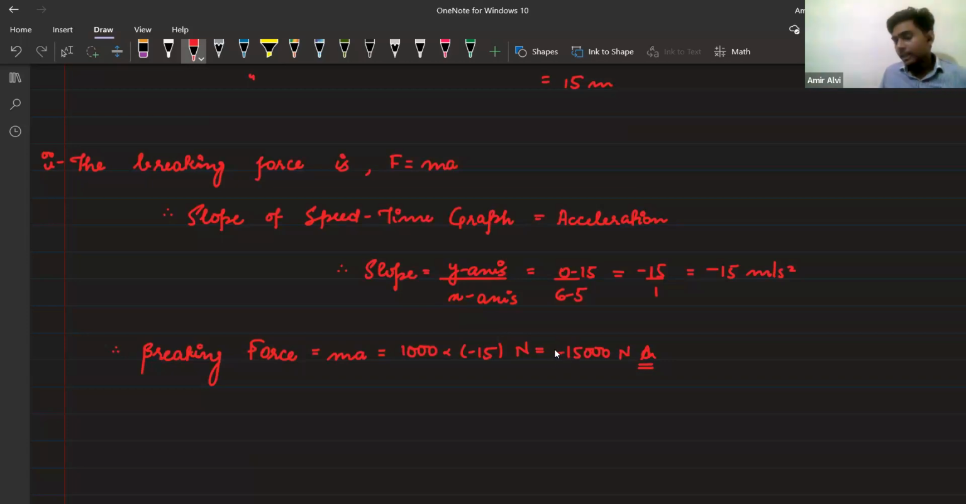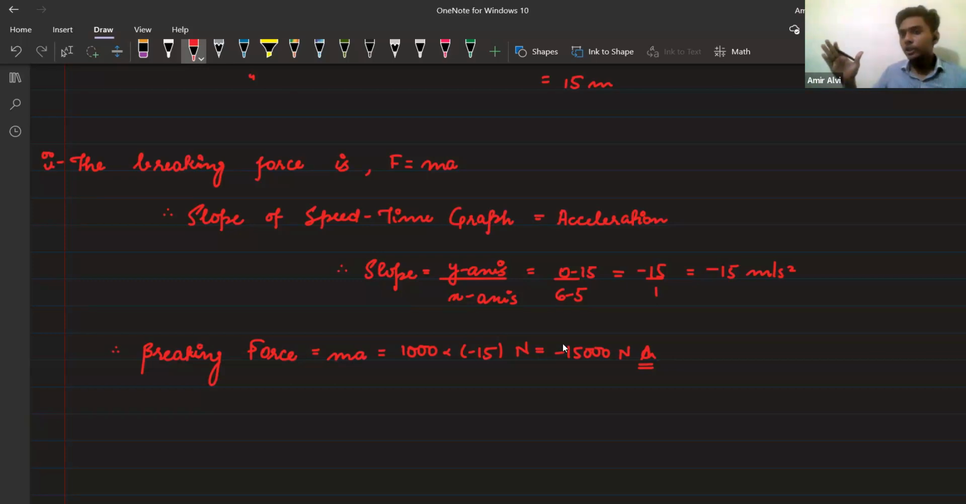So why is there a negative sign? Because the force applied is in the opposite direction of the motion, right? Force is a vector quantity, so direction matters, so we have to introduce the negative sign as well. This negative sign is only showing the direction of the force applied.